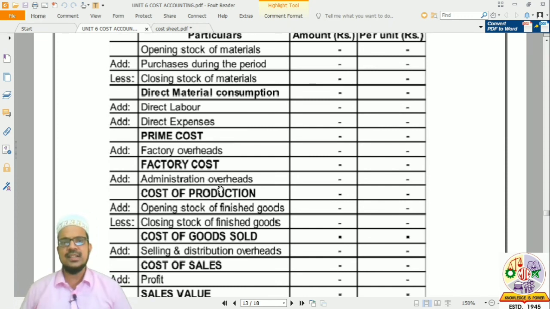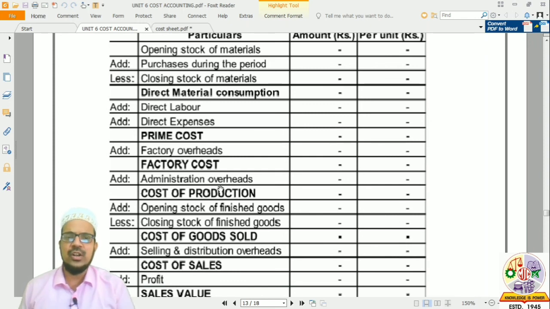Cost of production is the final cost of goods which have been manufactured. But you will adjust this cost with the opening and closing stock of finished goods to get the cost of goods sold. To the cost of goods sold, one final expense will be added. They are selling and distribution expenses.